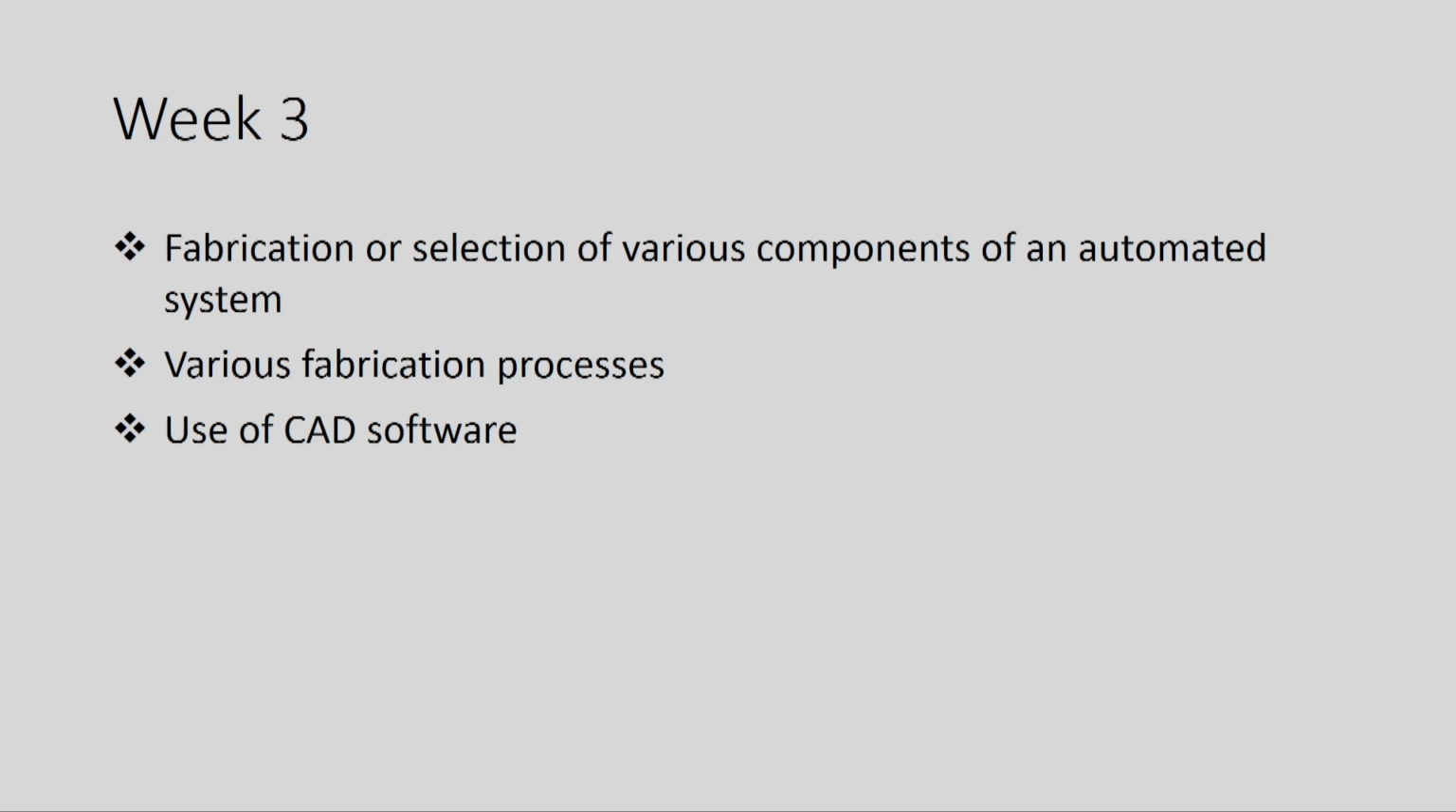In week 3, we will be studying the fabrication and selection of various components which are required to develop an automated system. To manufacture or to fabricate an automated system, we need various processes. So, we will have a preliminary discussion on fabrication processes which are commonly used to develop automated systems. We will also study the use of CAD softwares for the design and development of automated manufacturing equipment.